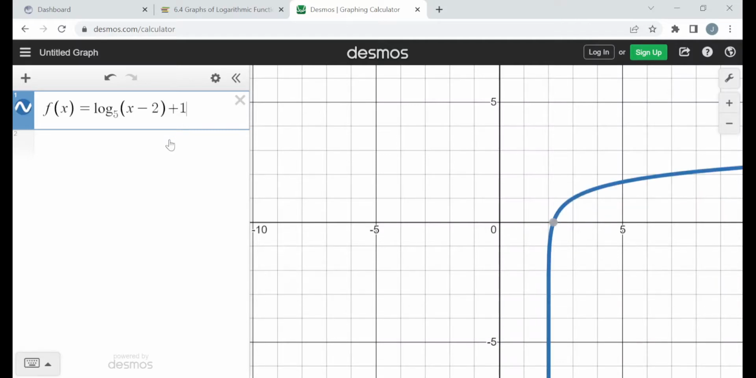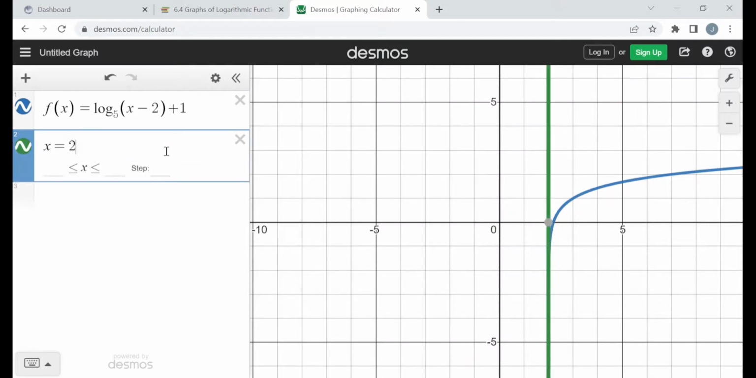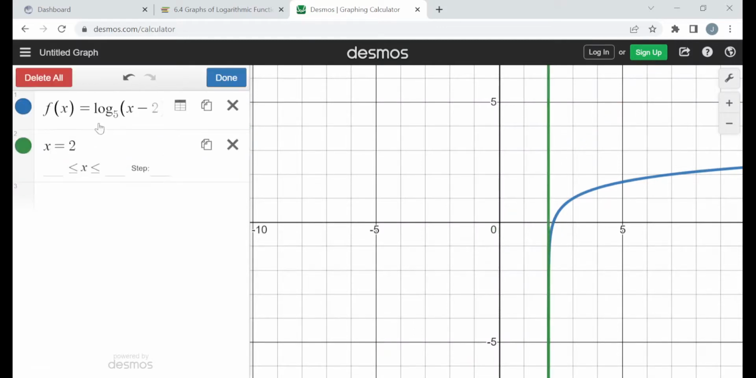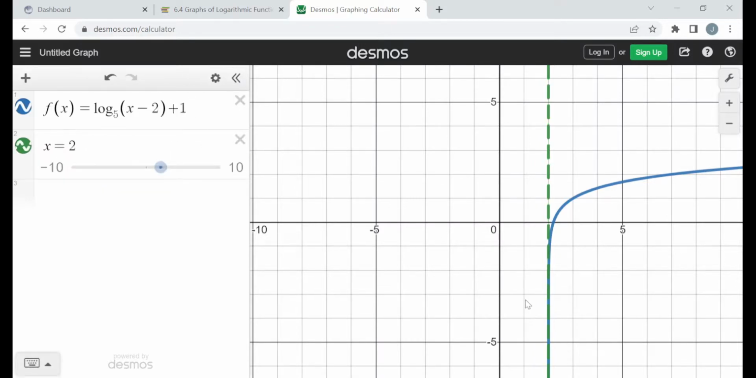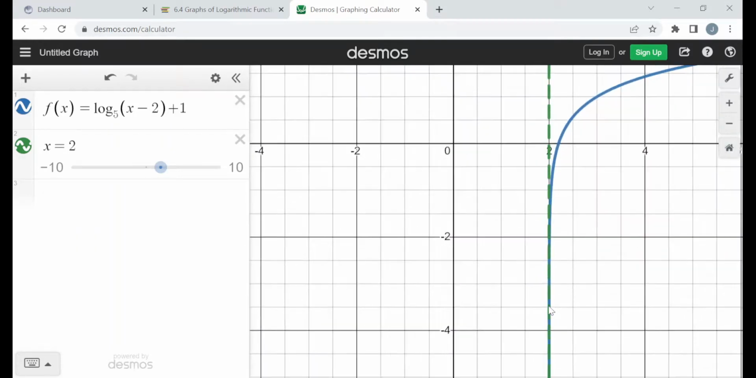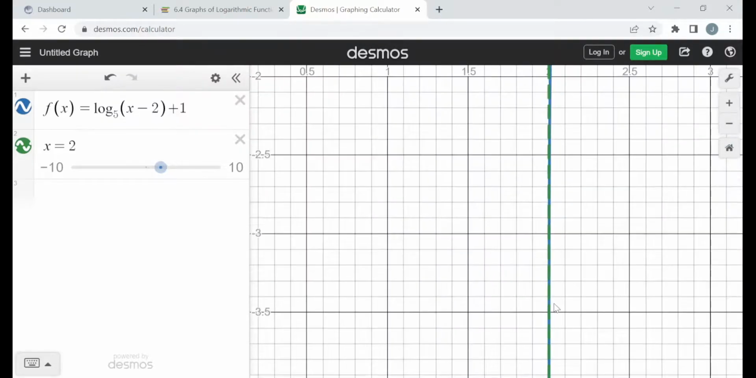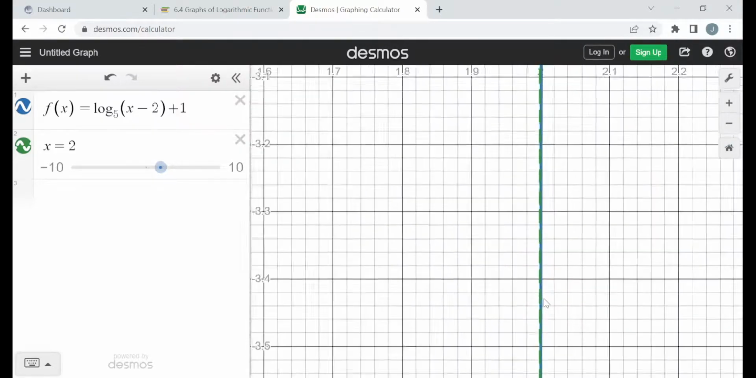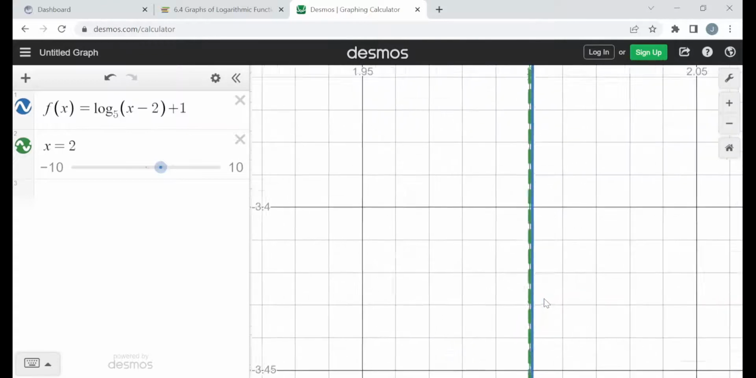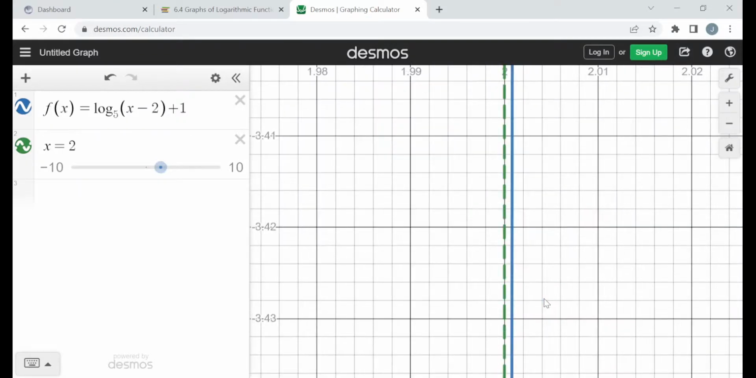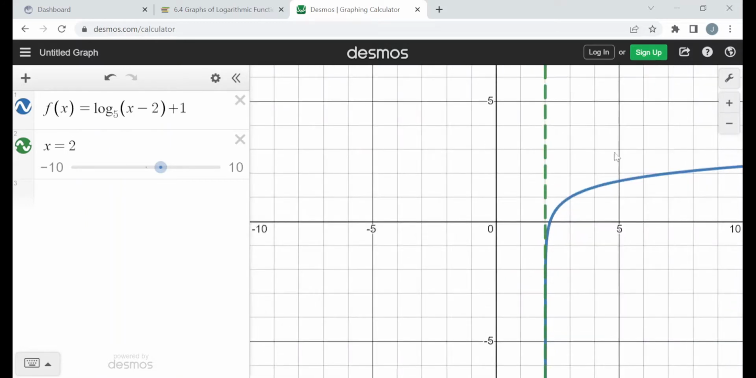Now, hopefully it's obvious that x equals 2 is the vertical asymptote. And I'll make this a dashed line. And then once again, I know it looks like the graph hits the asymptote, but if you zoom in close enough, it doesn't. You'll see that the blue graph indeed does not touch that dashed line, does not touch the asymptote.